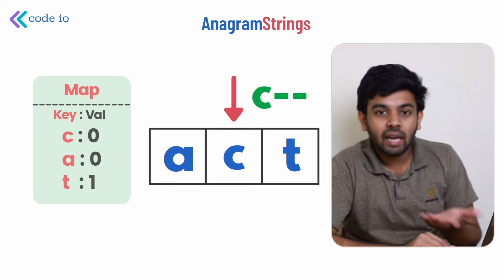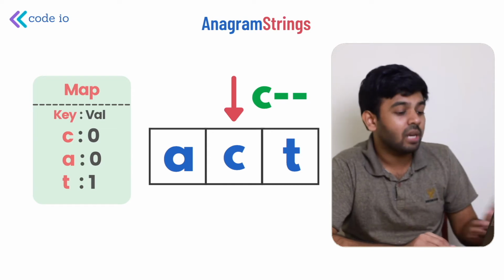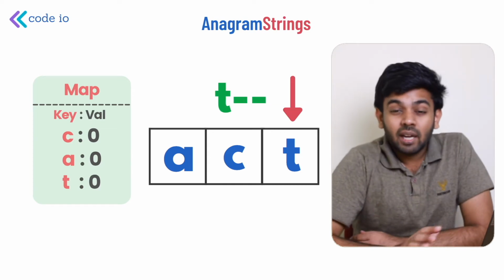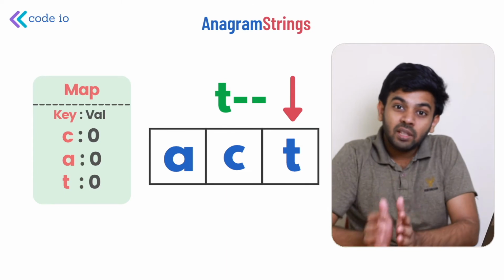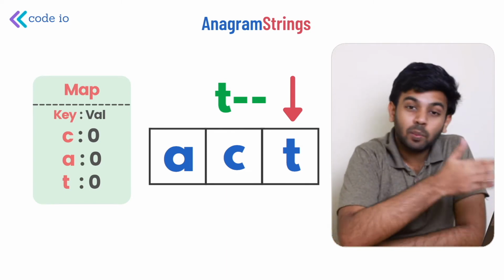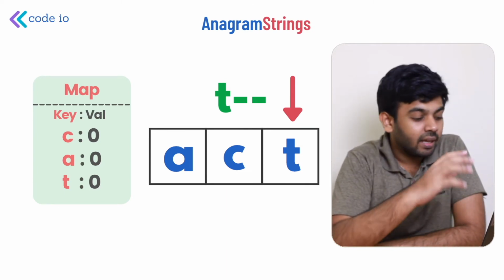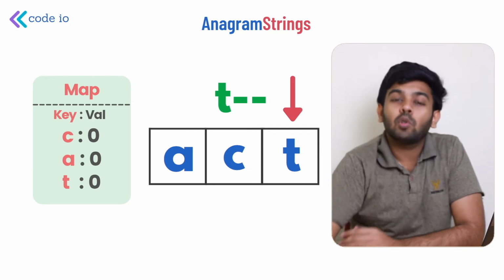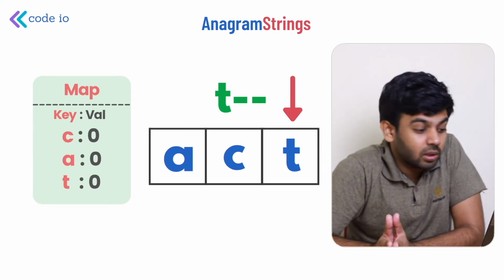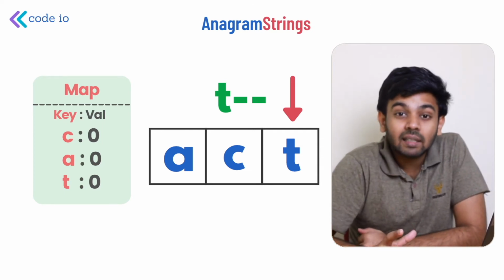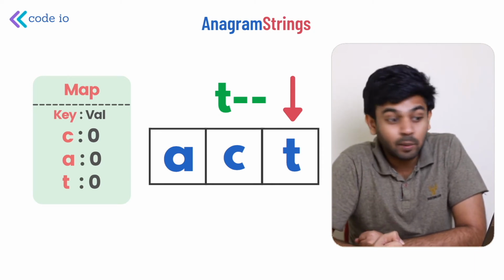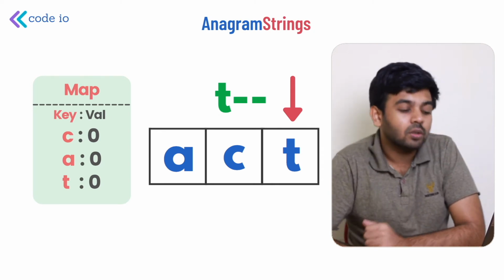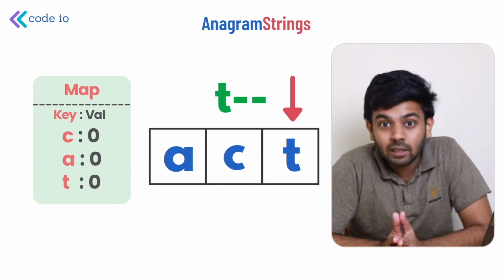And for the second character C, we are decrementing the value as well, and for the third character T as well, we are decrementing the value. So at the end of these two traversals, the value that is present in the hash map is completely 0. So all the values that are present in the hash map are 0. This just says that the couple of strings that we had as input are anagrams as well. So we are going to return 1 as output.